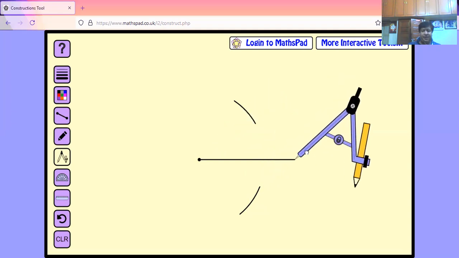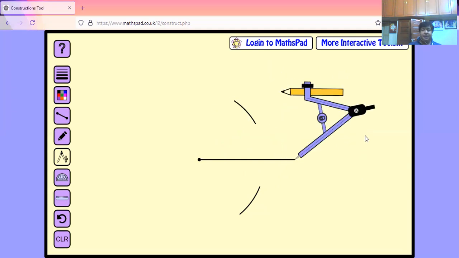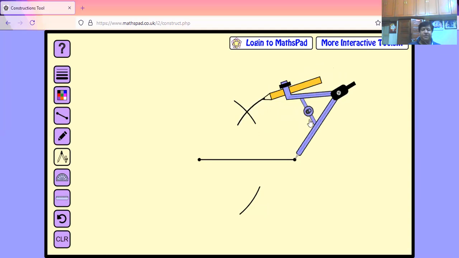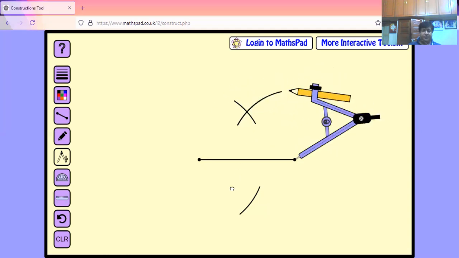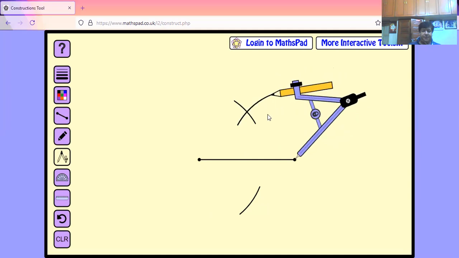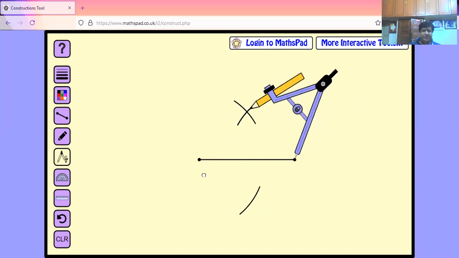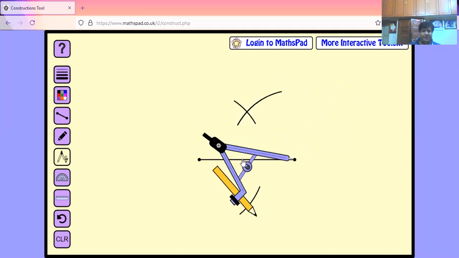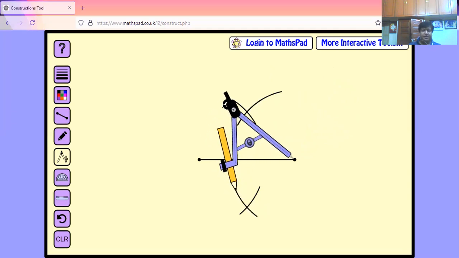Then draw an arc in such a way that it crosses the first arc. Then, without changing the compass, it is very important here, draw another arc below the segment which crosses the first arc. Then take your protractor.